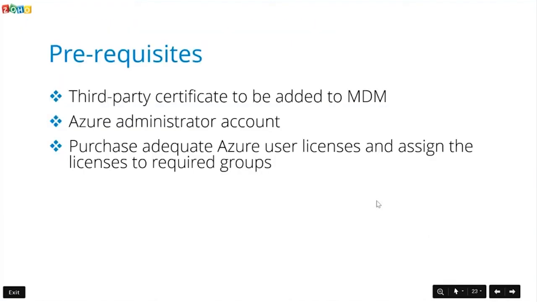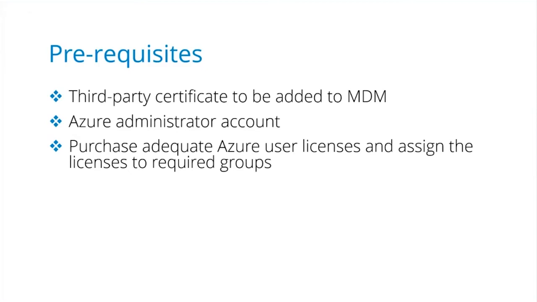These are a few prerequisites that are required for you to use Azure Autopilot enrollment. The first is that you will need to have a third-party certificate added to the MDM server. The second, you will also need an Azure administrator account in order to link and use Azure AD with the MDM server. And third, you will need to purchase adequate Azure licenses as per the number of devices being used, enrolled and assigned. This can be changed from time to time and varies according to the user's requirements.